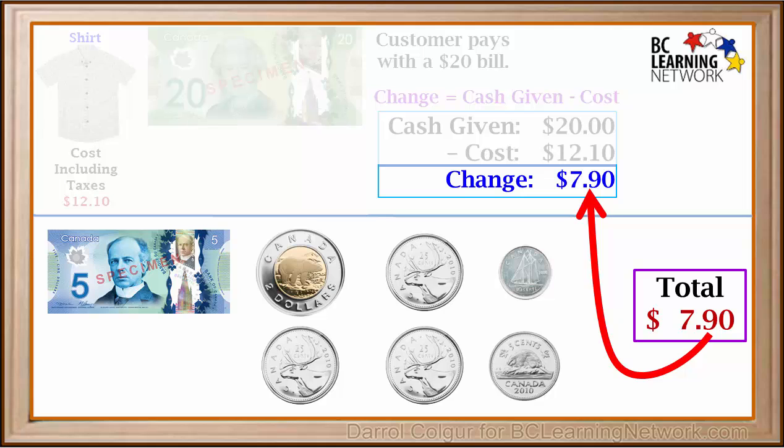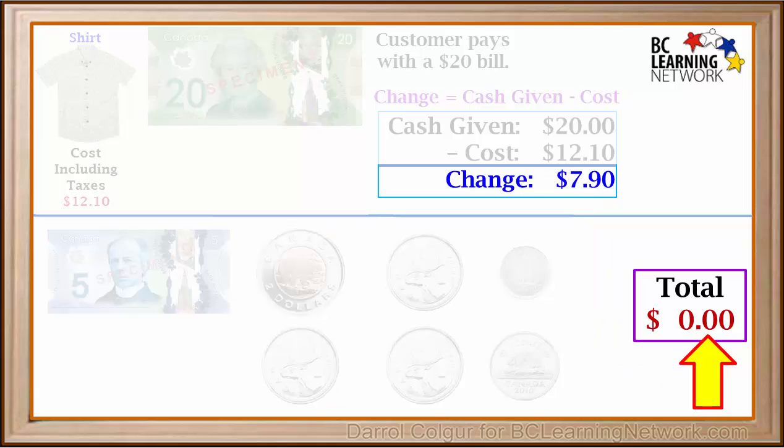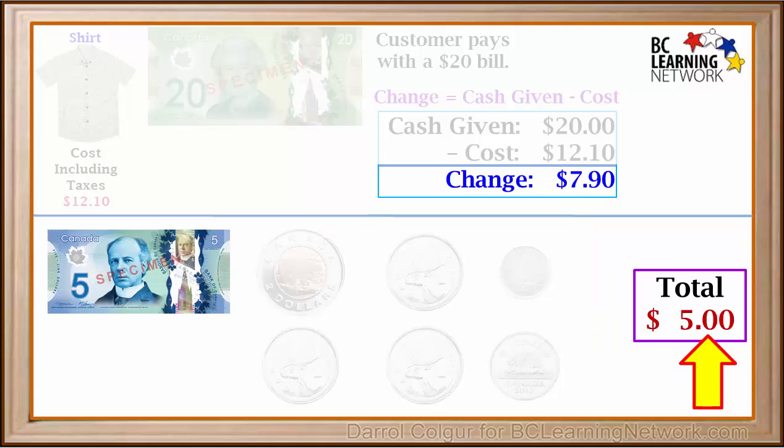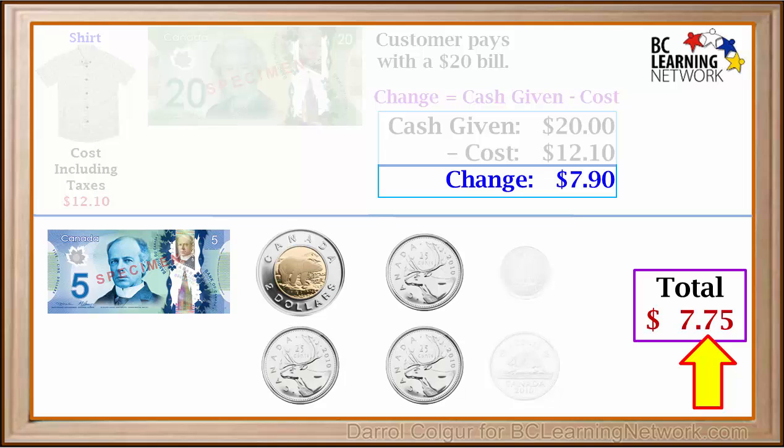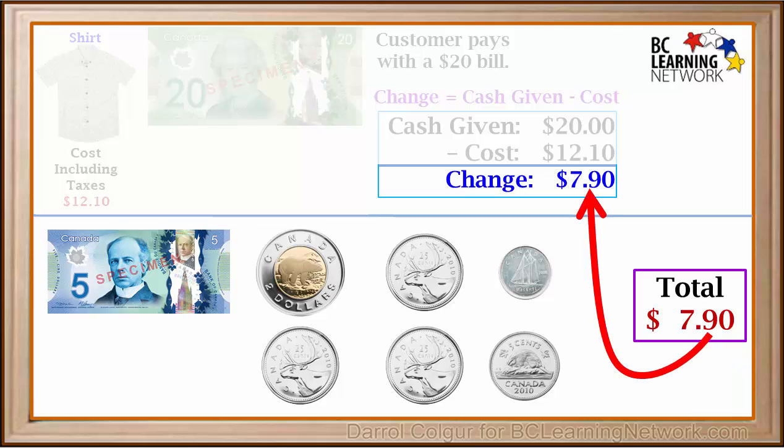At this point, it's good to double check to see that our change is exactly $7.90. So we'll quickly count it. Here we go. $5, $7, $7.75, $7.85, $7.90, which is exactly what we needed, so we're finished.